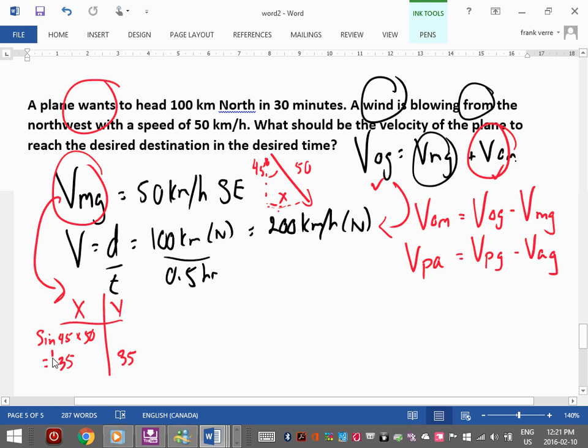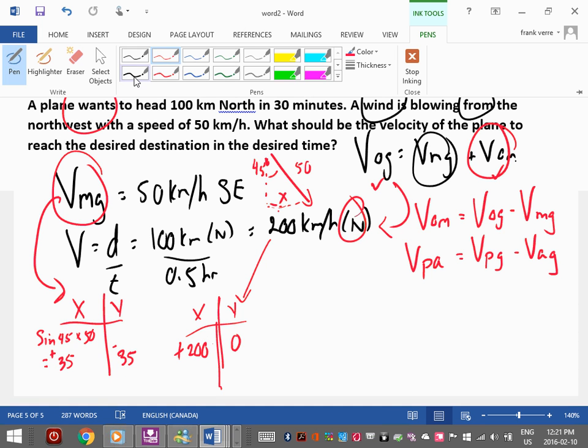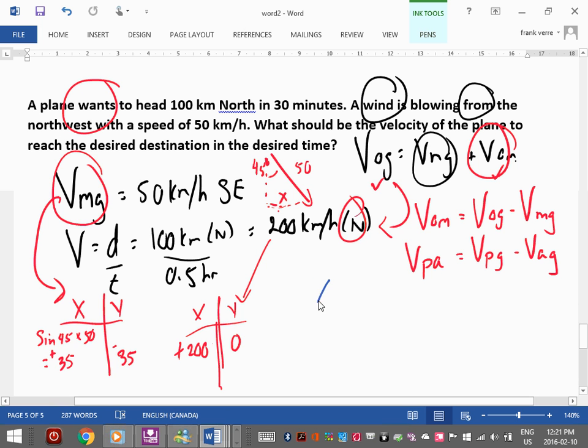We'll leave east as positive, but we'll make south as negative. This one we do not need to break down because it's already broken down for us. It only has one component. It only has a north component, so the x component would be 0, and the y component would be plus 200. Now we do the same thing we did before. We add up our components independently, but in this case we're actually subtracting them. So we're going to subtract VPG from VAG.